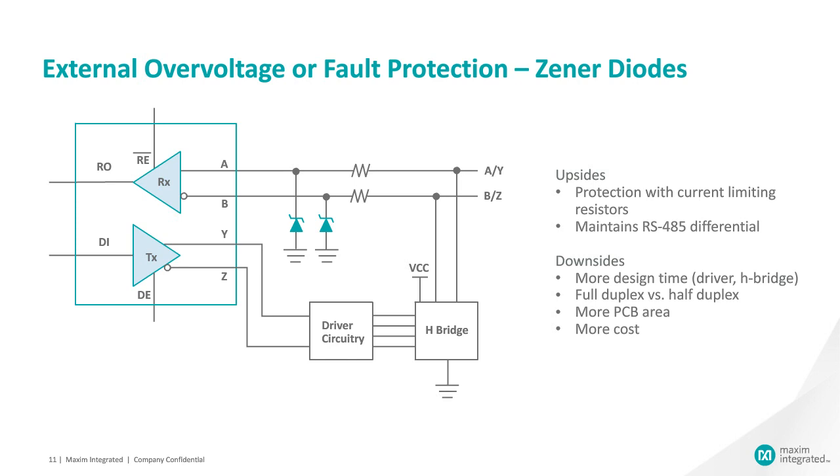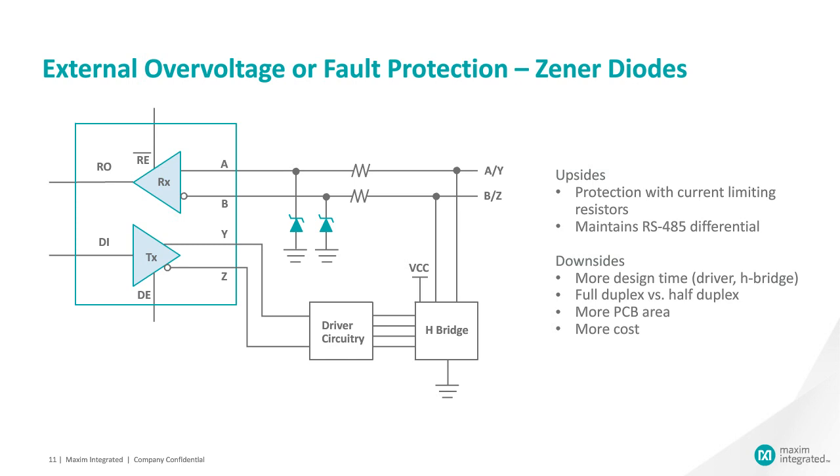Now, obviously going from a half duplex to a full duplex, adding the driver circuitry and this H-bridge is going to be a little bit more than maybe what you bargained for, right? In terms of upside, you're going to be maintaining that RS-485 differential, and you're going to have some current limit and overvoltage protection. But on the downside, there's definitely more design time for both the driver and H-bridge. And then you're moving from a half duplex to a full duplex, so now you're talking about a part that's a little pricier and bigger. You're going to occupy more space, and it's probably going to cost a lot more.